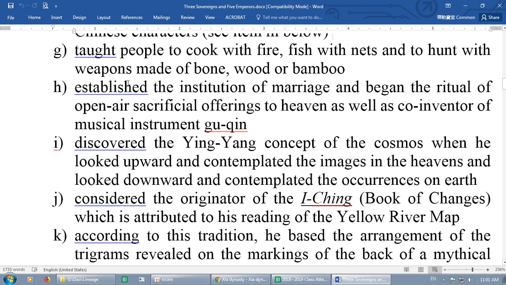Now, Fuxi supposedly did, as a cultural hero, teach the people a lot of different things. First, he taught people how to cook with fire. They already had fire, but I guess they didn't cook, but he cooked with fire, supposedly. How to fish with nets, believe it or not. How to hunt with weapons made of bone, wood, or bamboo. Supposedly he taught people to fish and hunt. They don't have farming yet. They're not at that level of advancement.